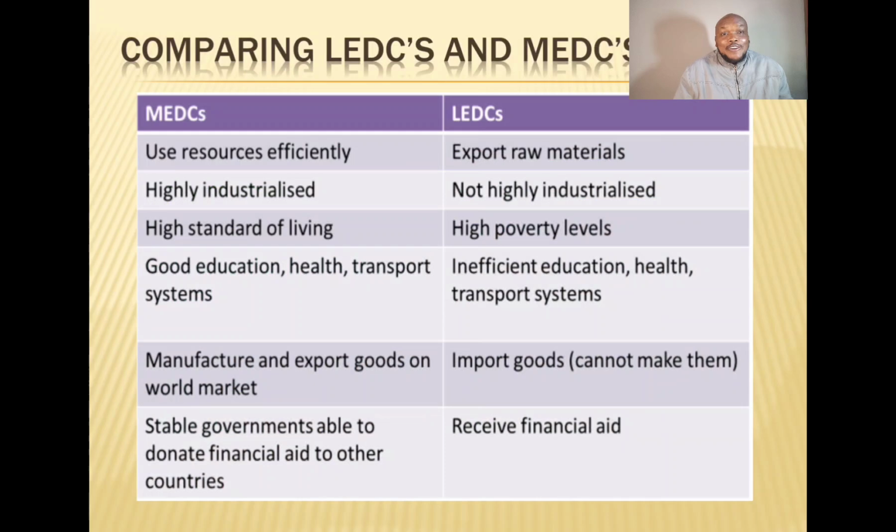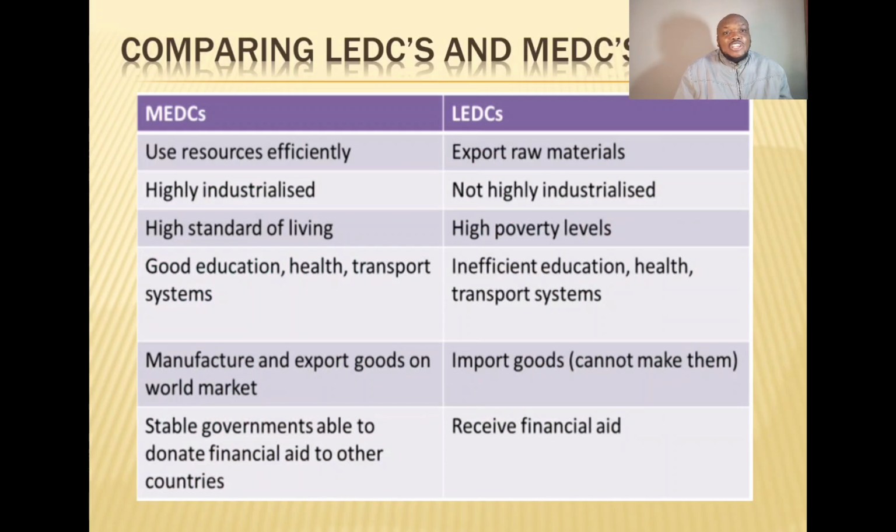They export more processed goods. They export more manufactured goods as well. Also, the more economically developed countries have stable governments, which are able as well to donate and assist other countries financially, which are not doing well. As you can see, most of the European countries and USA are doing well economically. They are more economically developed than African countries. That is why they are able to offer financial aid. They are able to assist some of the African countries.